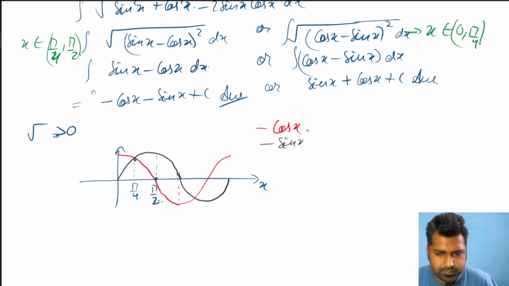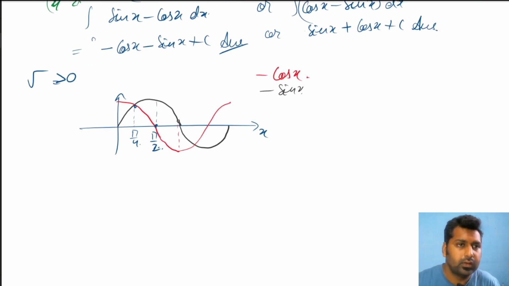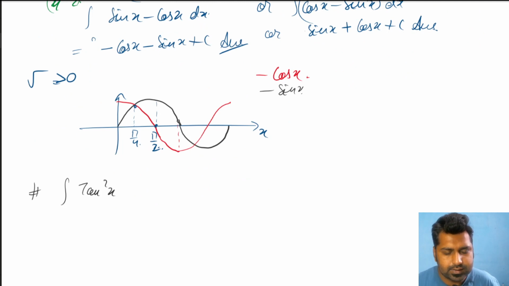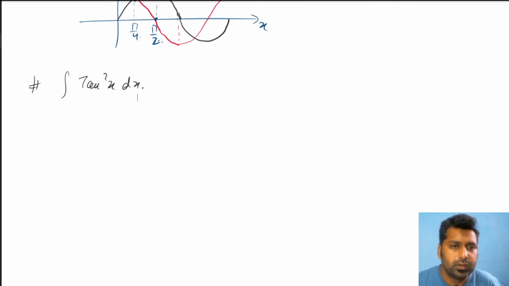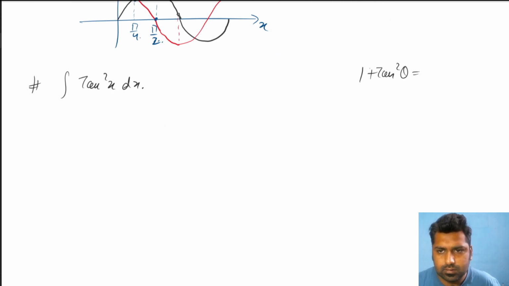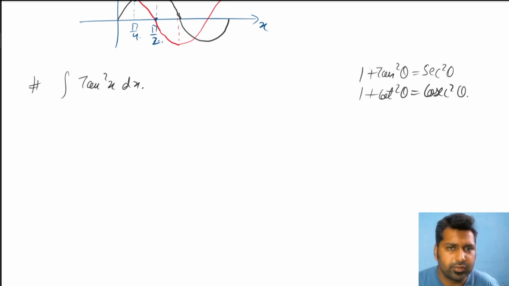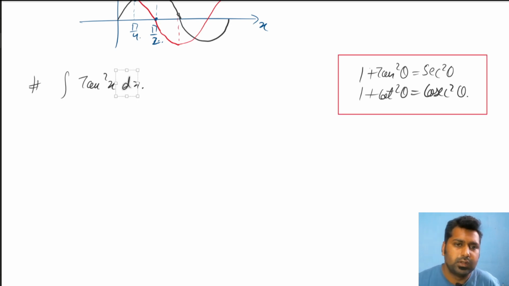Let's look at few more questions. Integration of tan square x dx. Another basic use of some properties. Again, recalling the properties of grade 10th, 1 plus tan square theta is sec square theta, 1 plus cot square theta is equal to cosec square theta. Properties of grade 10th. You know, there is as such no standard result of tan square, but sec square could have been integrated if only this was sec square.